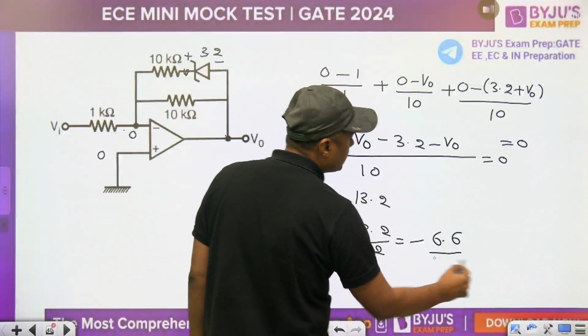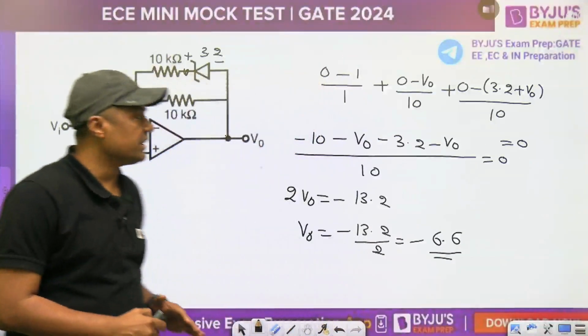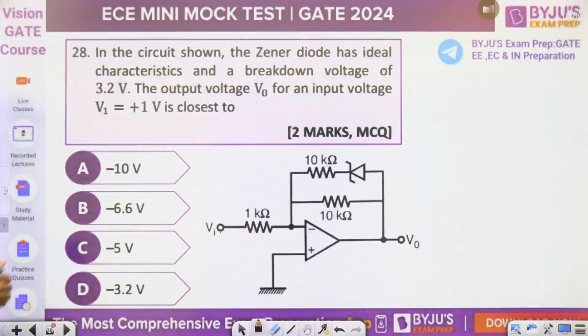Very, very simple. For KCL in an operational amplifier, you can trust Kirchhoff's current law. Directly at this point, apply the KCL. 6 minus 6.6 gives a negative value. All are negative, the answer is minus 6.6. That was a 2 mark question. Now next.